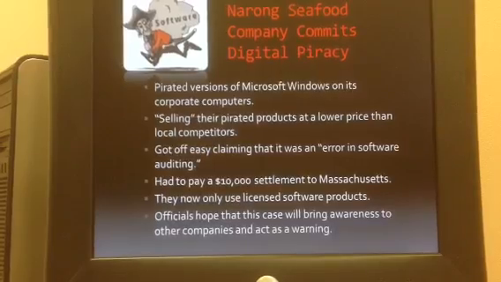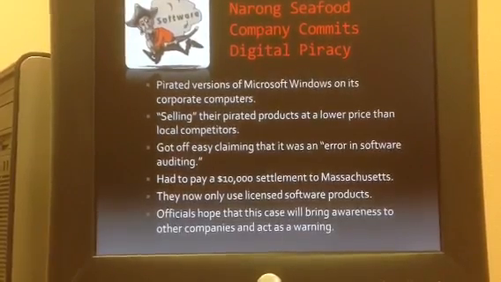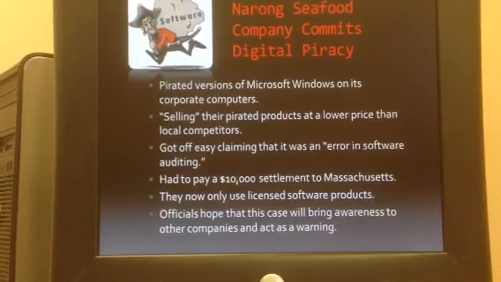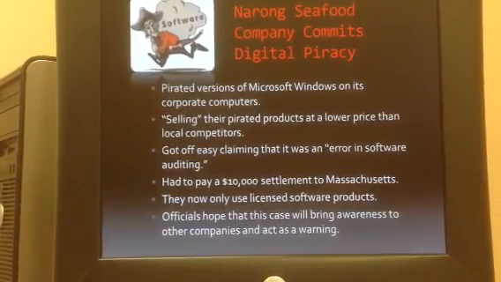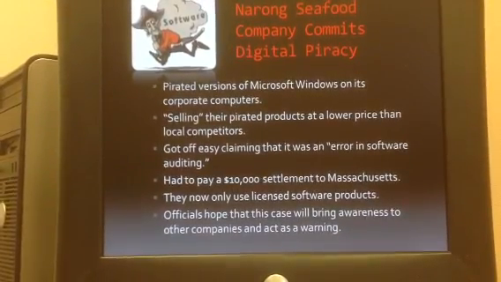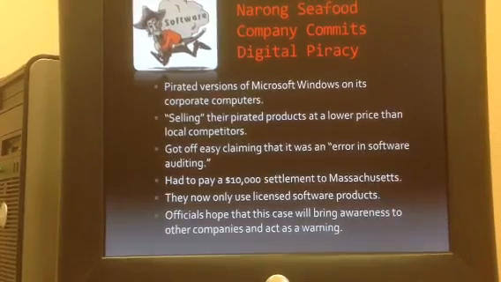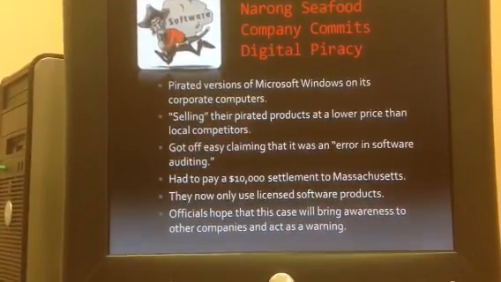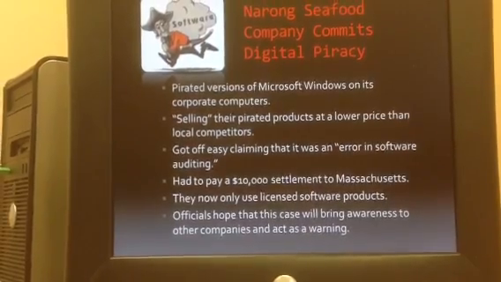They pirated versions of Microsoft Windows on their corporate computers, selling their pirated products at a lower price than other competitors. They got off easy claiming it was an error in software auditing, but had to pay a $10,000 settlement to Massachusetts. They now only use licensed software products, and officials hope that this case will bring awareness to other companies and act as a warning.